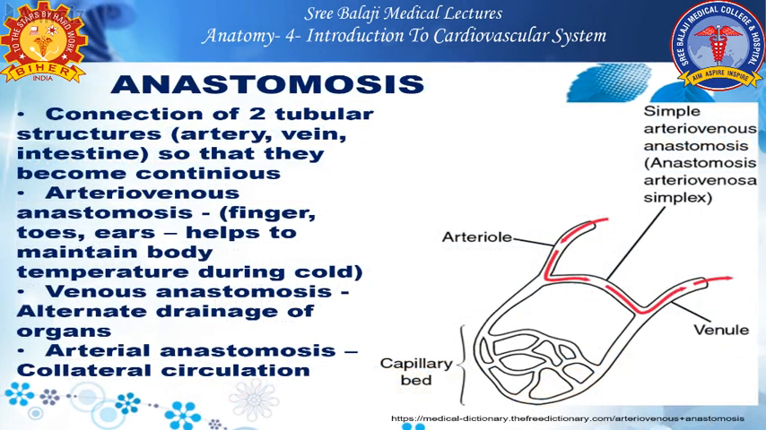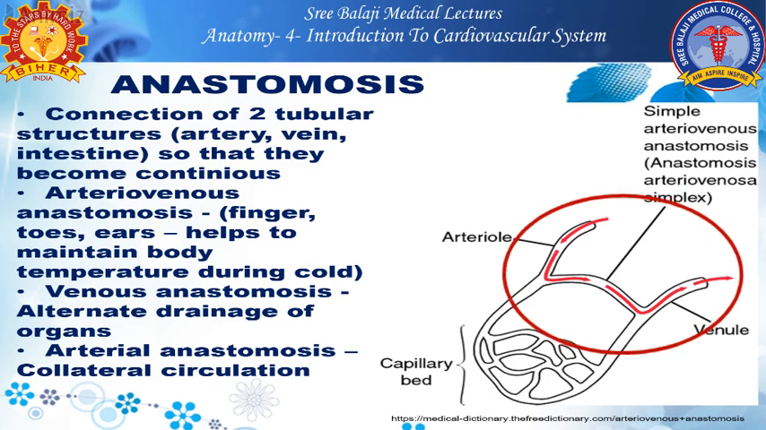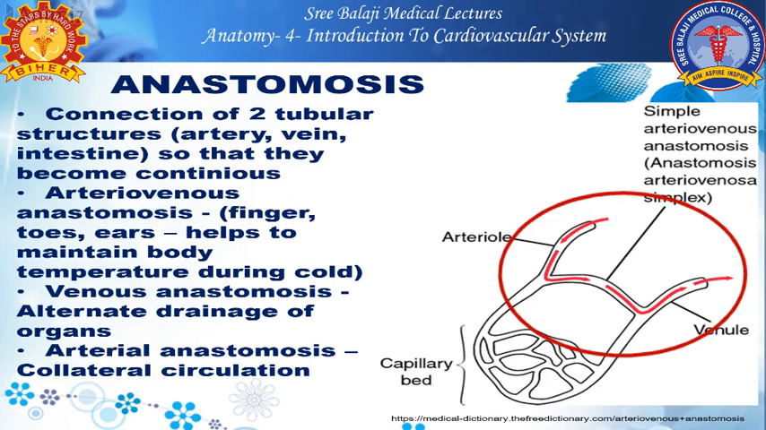Let us know what do we mean by anastomosis. Connection of two tubular structures. It can be of any two tubes, artery, vein, even the intestine, it will be known as anastomosis, so that they become continuous. Here we are concerned only about the anastomosis in the blood vessels. We have three types, that is arteriovenous anastomosis, venous anastomosis and arterial anastomosis.